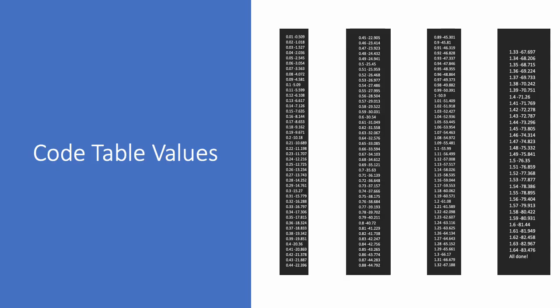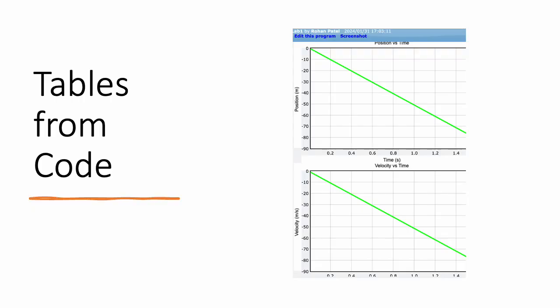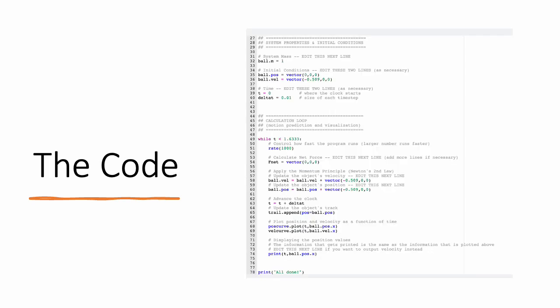These are the code table values. And as you can see, I came up with very similar numbers, maybe off in terms of meters versus centimeters. And these are the tables from the code, with fairly straight, fairly constant slopes.